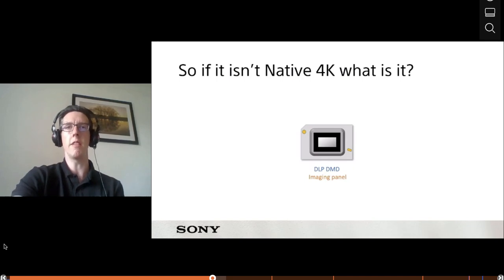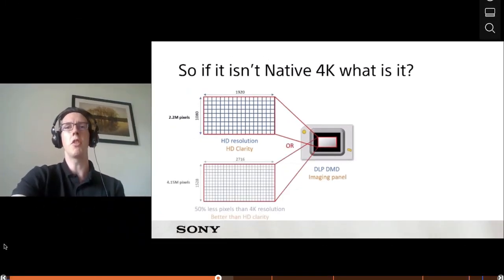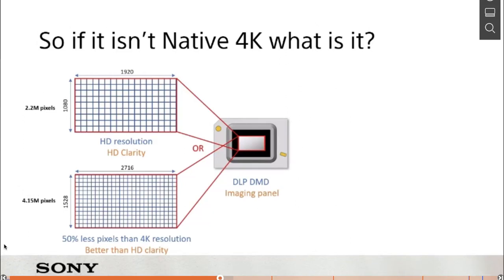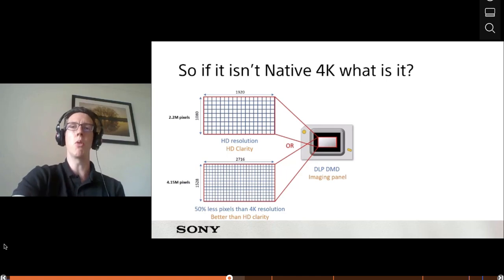Typically, they come in two varieties. We have 1920 by 1080 HD panels with 2.2 million pixels, and a slightly larger 2716 by 1528 panel, a kind of, I would say, 3K panel with 4.15 million pixels. Neither of these panels get to the 8.8 million pixels you need for native 4K. And this is very unique to projectors, where a device can be called a 4K projector or a true 4K projector without actually having the pixel capacity at a hardware level to display this. But more on this in a moment.